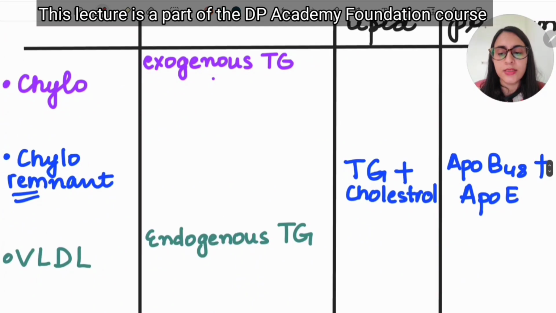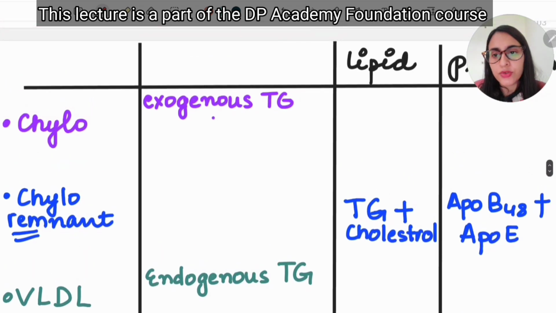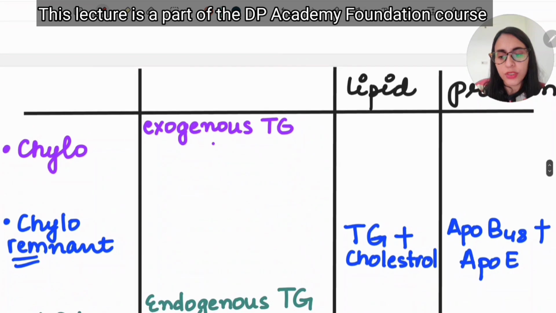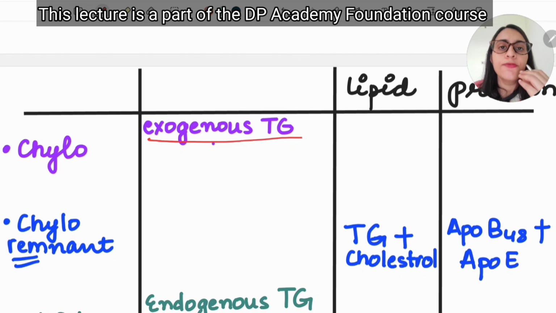So we know SER are the cells that store the lipid. RER are the organelle of the cell that synthesize the proteins. So talking about chylomicrons. Chylomicrons are the exogenous triglyceride, the fat that you are taking in the food.